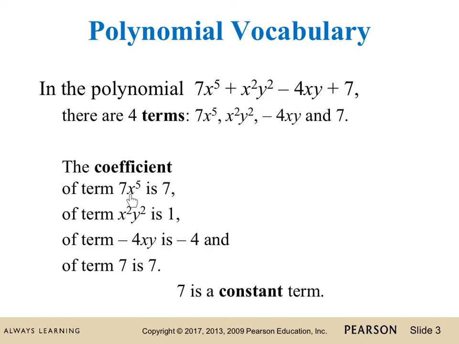So 1, 2, 3, 4 terms. The coefficient on 7x to the fifth is 7. The coefficient on x squared y squared is 1. When there's not a coefficient, it's always a 1. The term negative 4xy, its coefficient is negative 4. And the coefficient on the term 7 is 7, but this last one is actually a special case because there are no variable parts, so 7 is called a constant term. So the constant term is a term that's just a number.